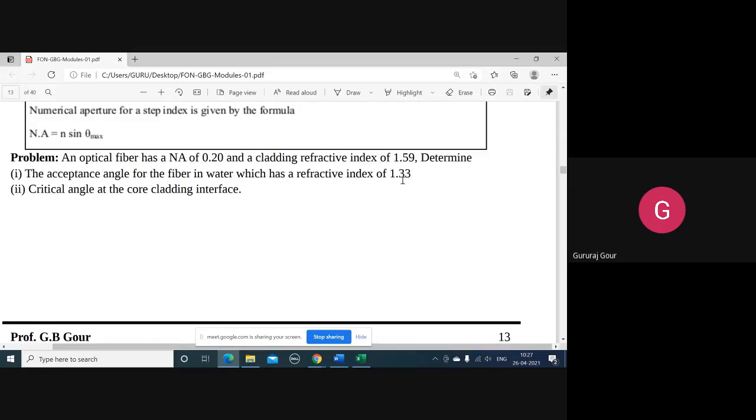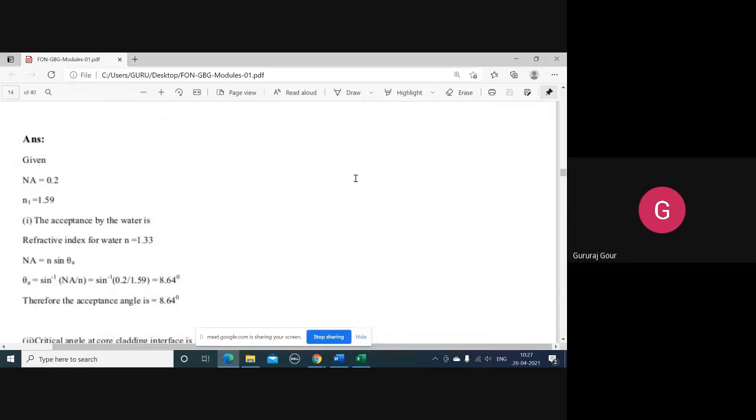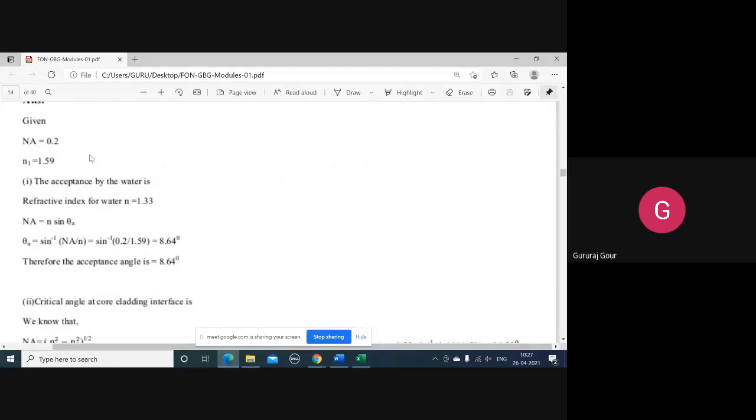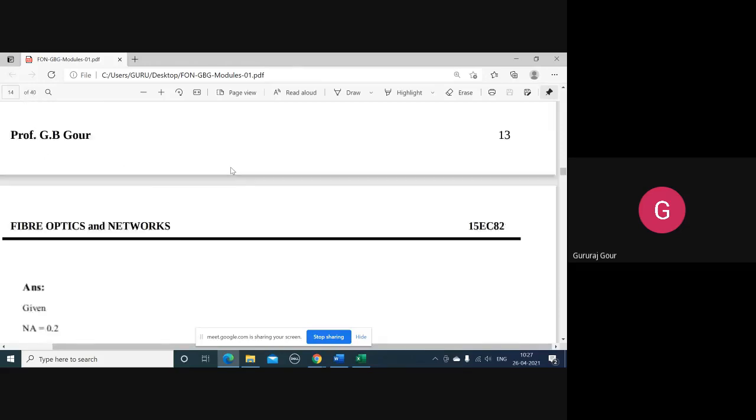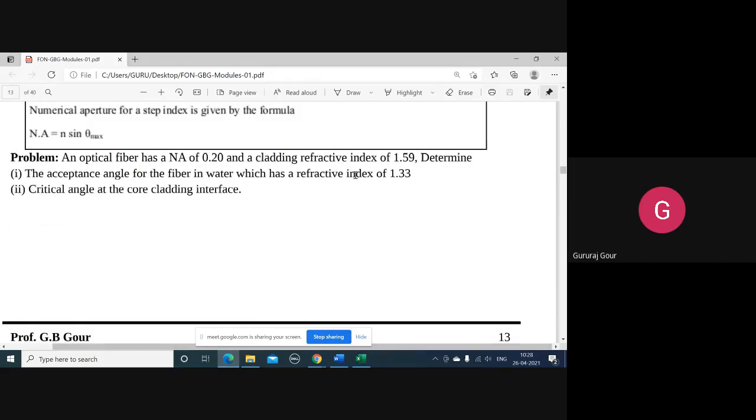Acceptance angle of the fiber means at what angle it is going to receive the maximum light. That is called acceptance angle. So the relationship is mentioned here. Now, what is given in the problem, you note down first: numerical aperture of 0.2 and N1 is given. N1 is the cladding refractive index. Cladding means always I told it is N1.